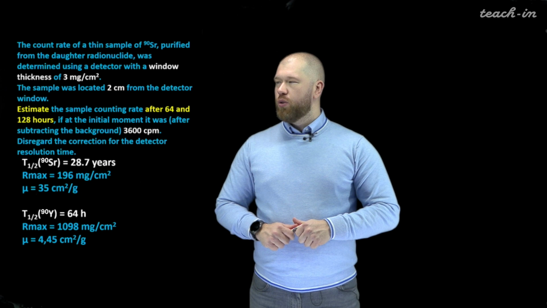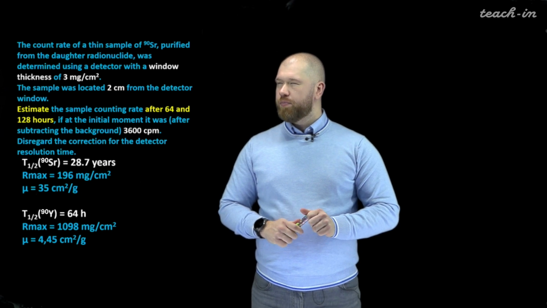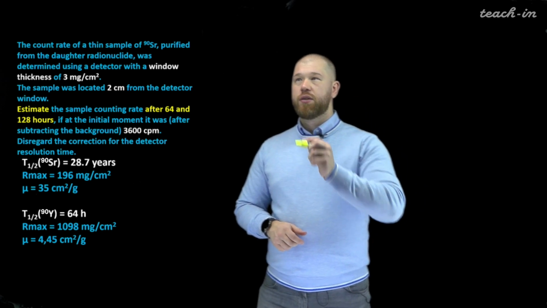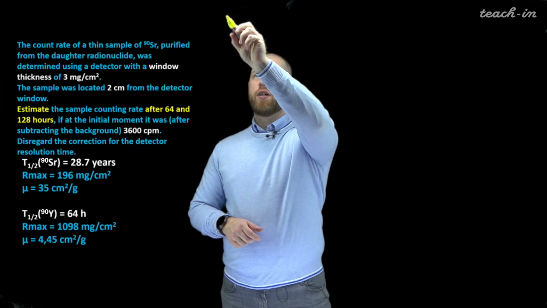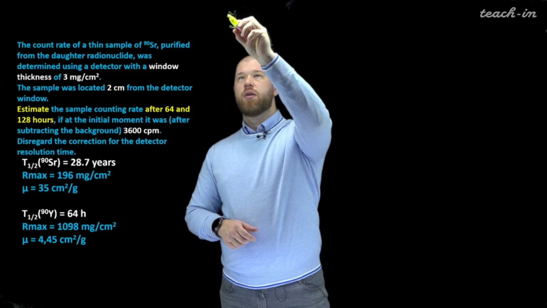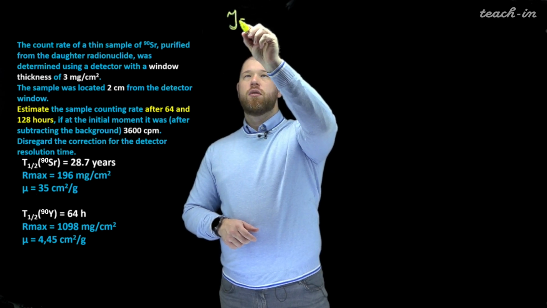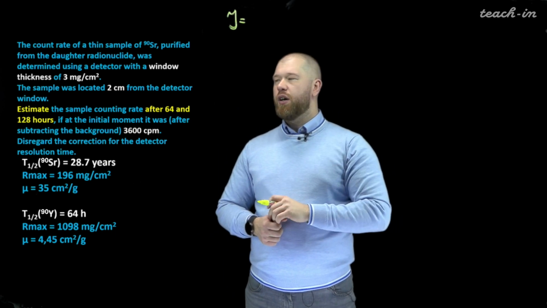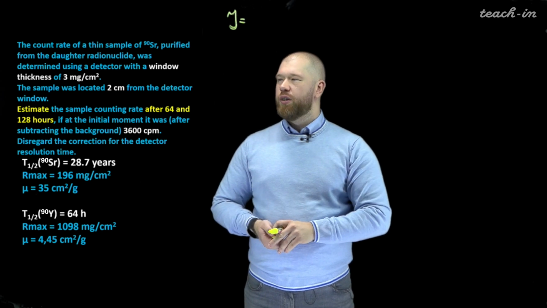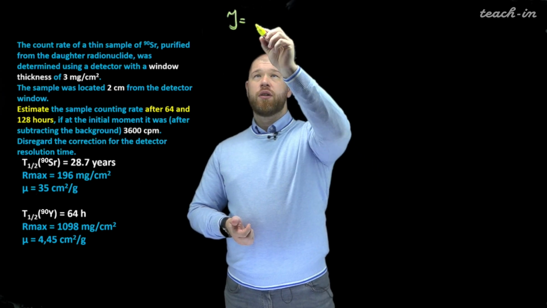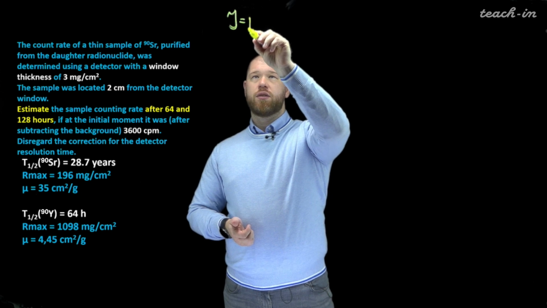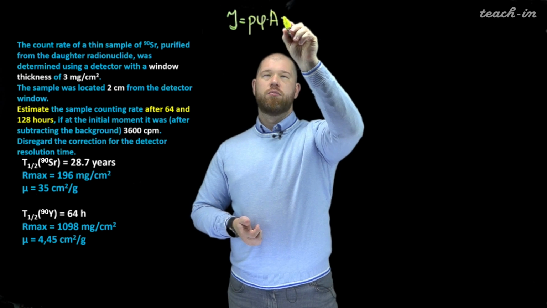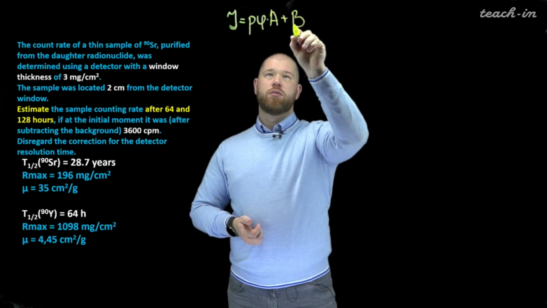So, how to solve this task? First of all, again, we have to write this expression for the count rate that we measure. As far as we can neglect the resolution time or the dead time for the detector, we can simply write this equation: from the sample plus background.